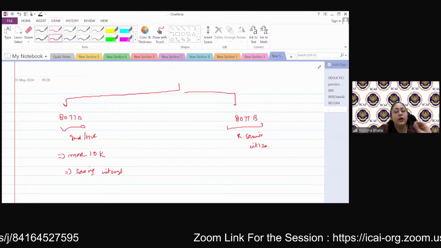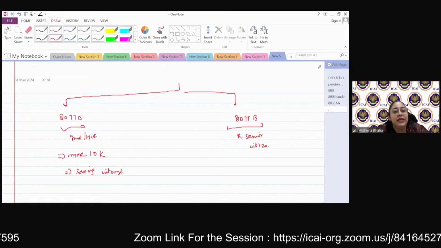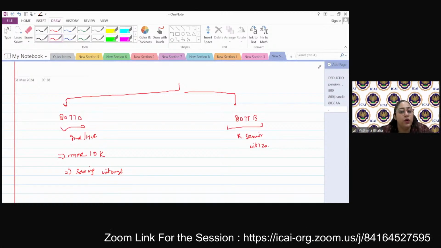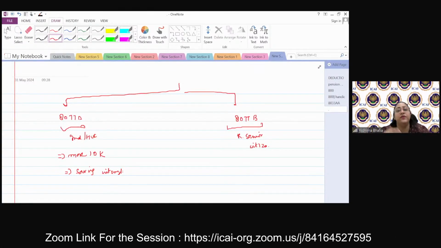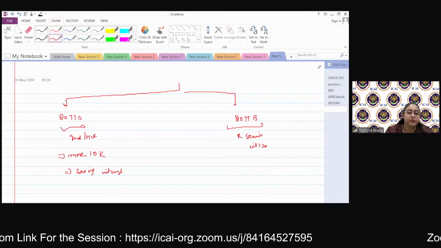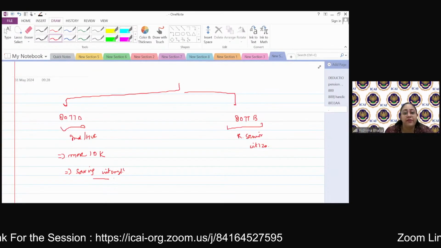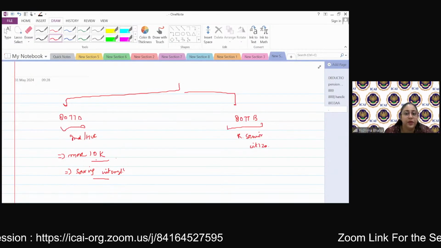All combined, suppose you are getting savings bank interest of 12,000. So in 80TTA you will get a deduction of 10,000 automatically. If you're showing savings bank interest of say 5,000, in 80TTA you'll get a deduction of 5,000 only. Strictly for the savings bank interest, you will get a deduction under 80TTA.